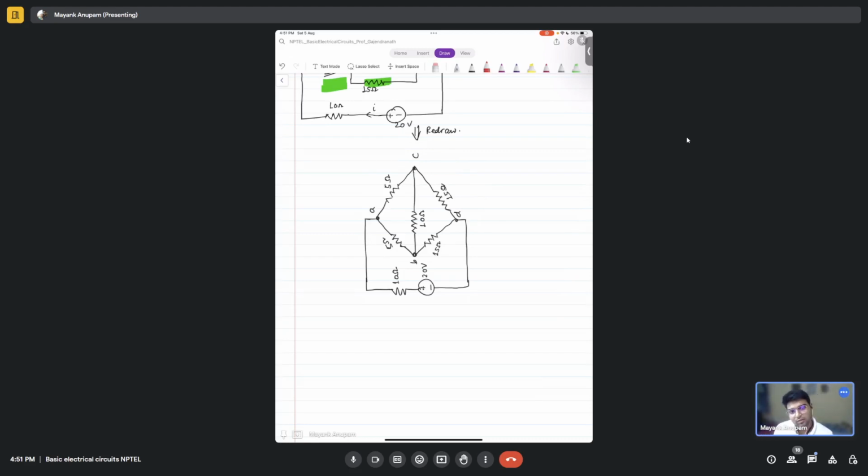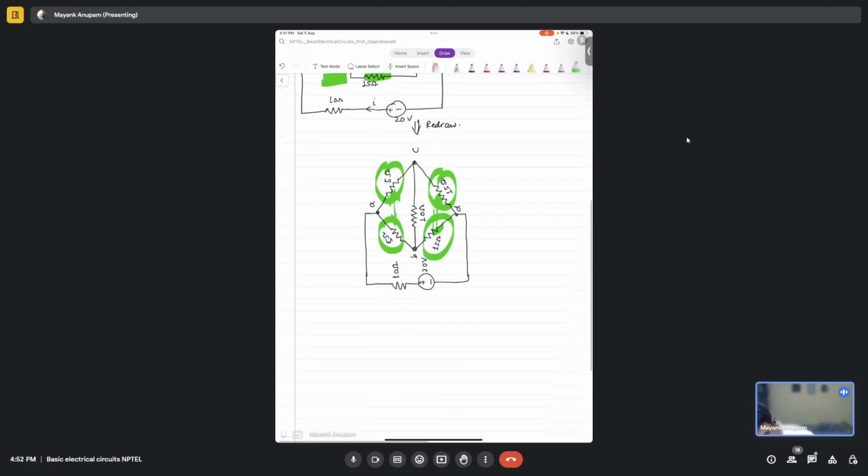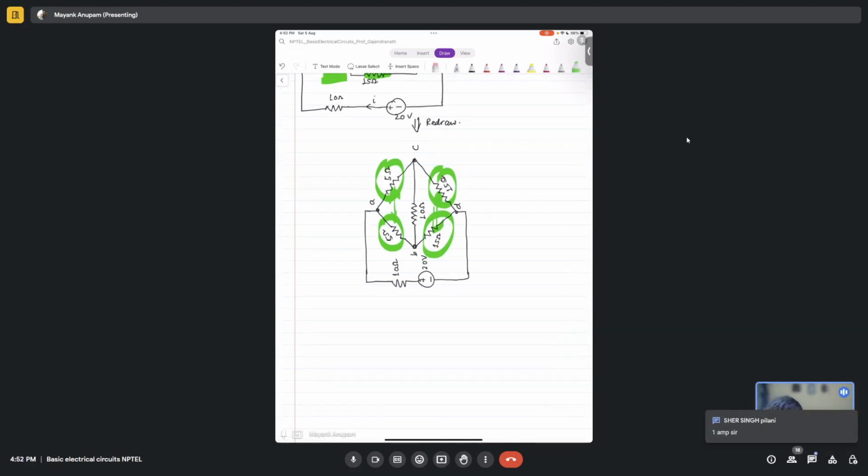So how do we check? Basically we have to check the ratio between these two and the ratio between these two, right? So you can see the ratio is 1, so this is actually balanced. So basically in this case no current will be flowing through this 10 ohm, right? So we can as well remove this 10 ohm here, correct?